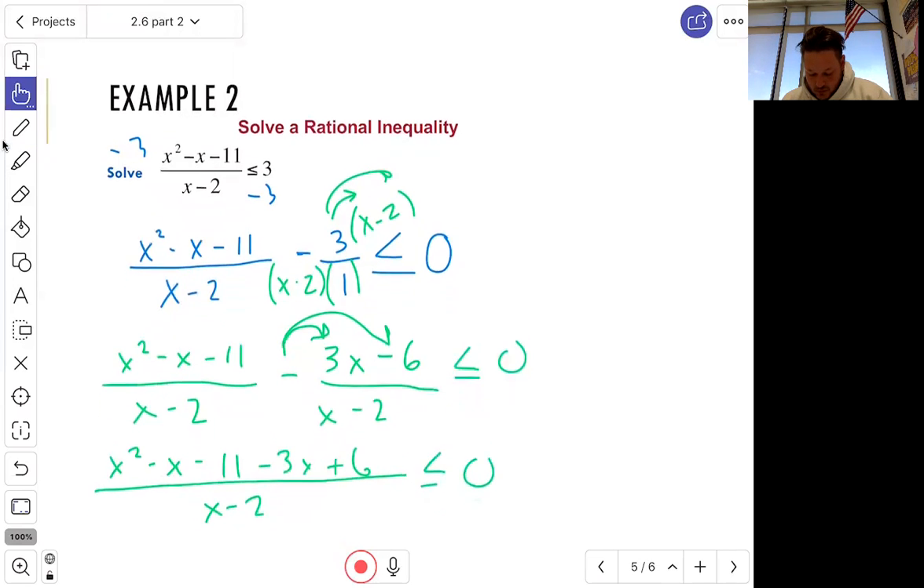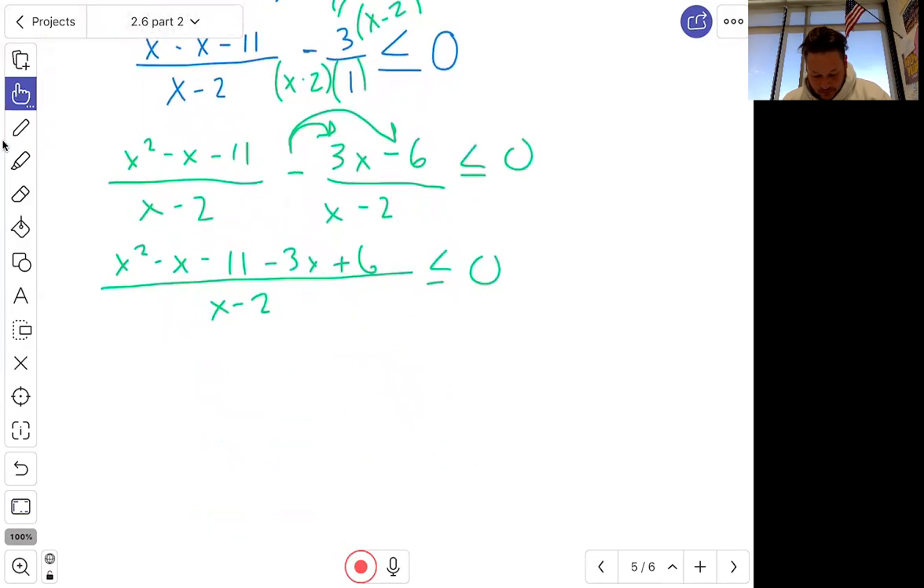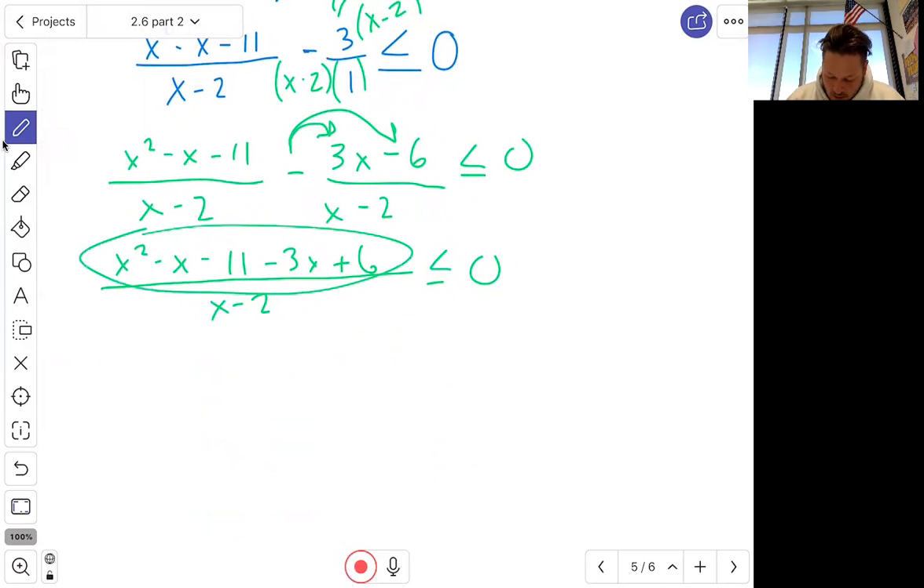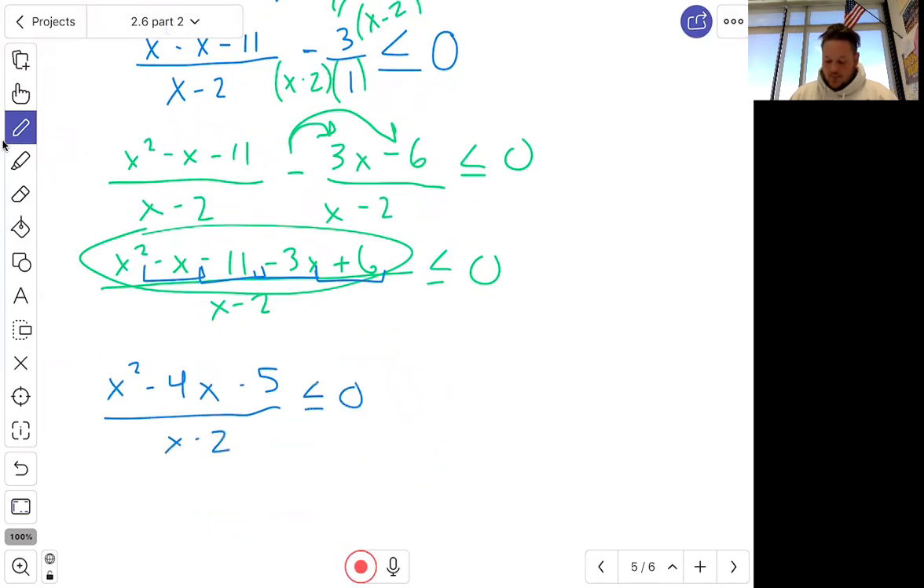We're going to keep cruising up here. Let's go ahead and combine our like terms up here. So let's switch to blue. So I have a negative x here and a negative 3x. So that's going to be negative 4x. I have a negative 11 and a positive 6. So that's going to be a negative 5 over x minus 2 is less than or equal to 0.